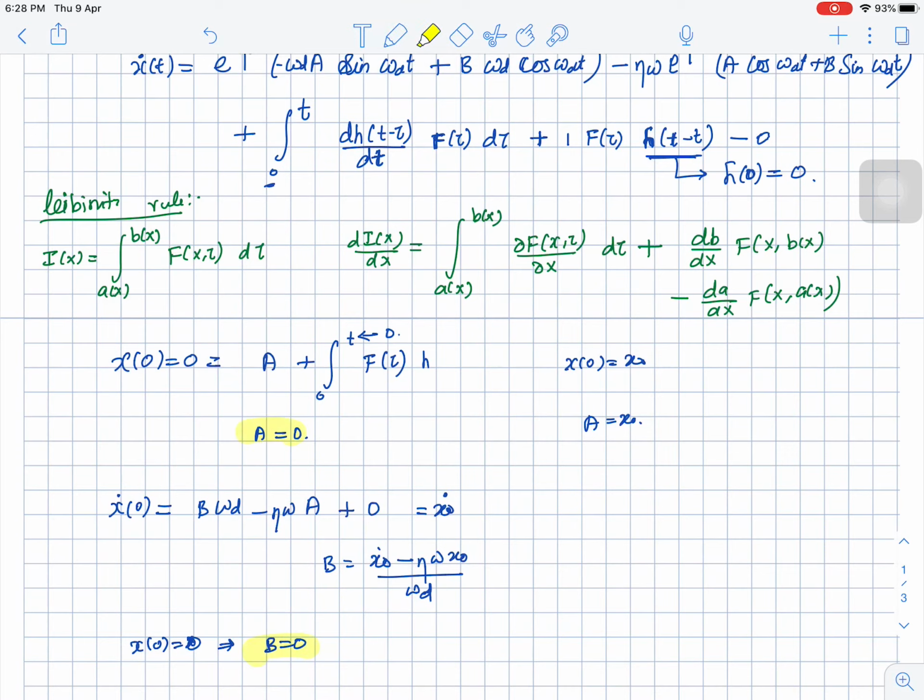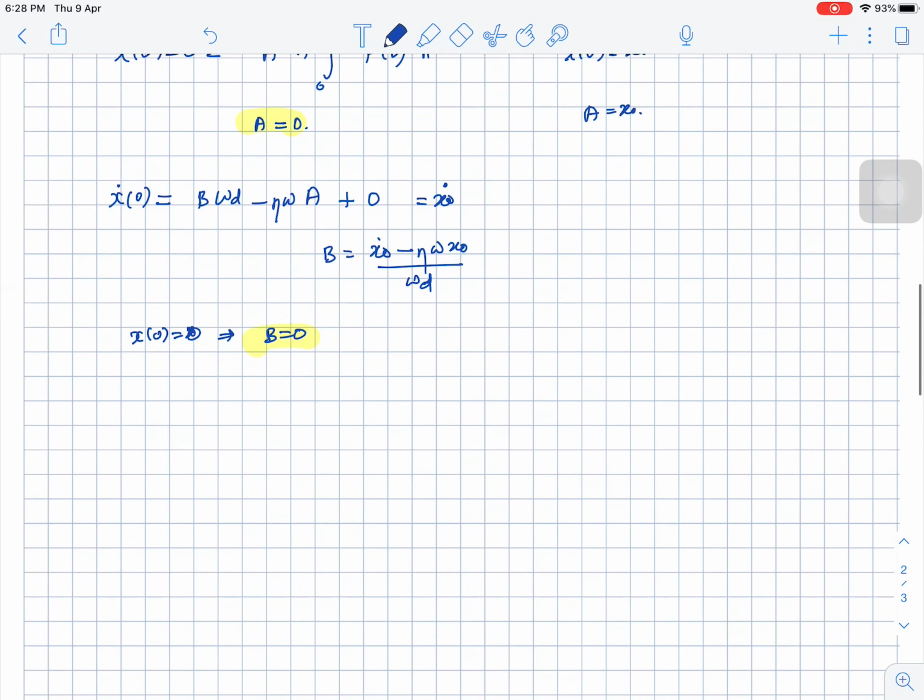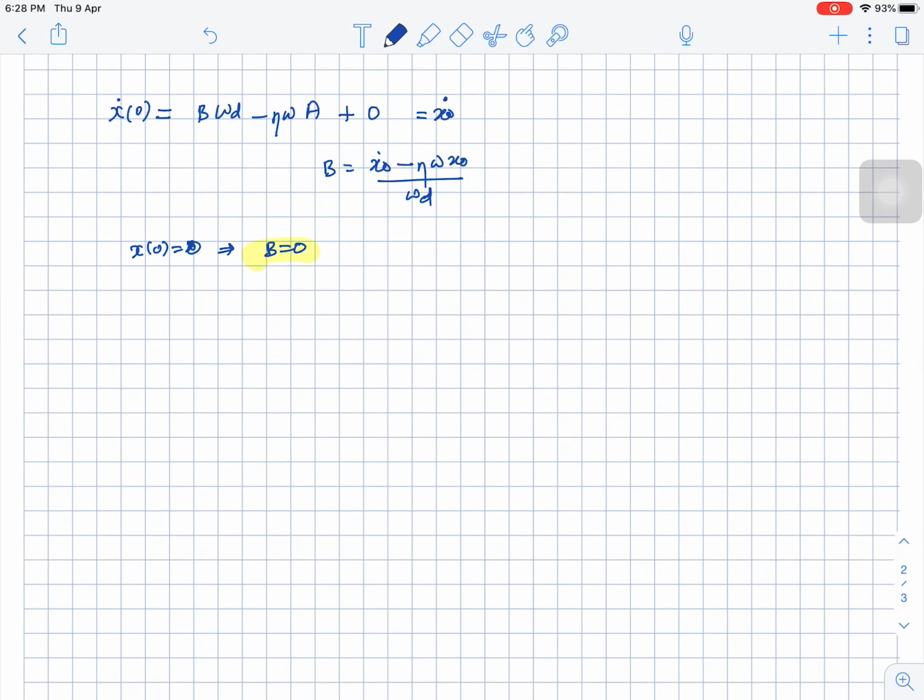So therefore for an arbitrary function, the total solution will be the integral 0 to t of f of tau h of t minus tau d tau. This is the complete solution for this arbitrary function loading. We will see some remarks on this Duhamel integral.